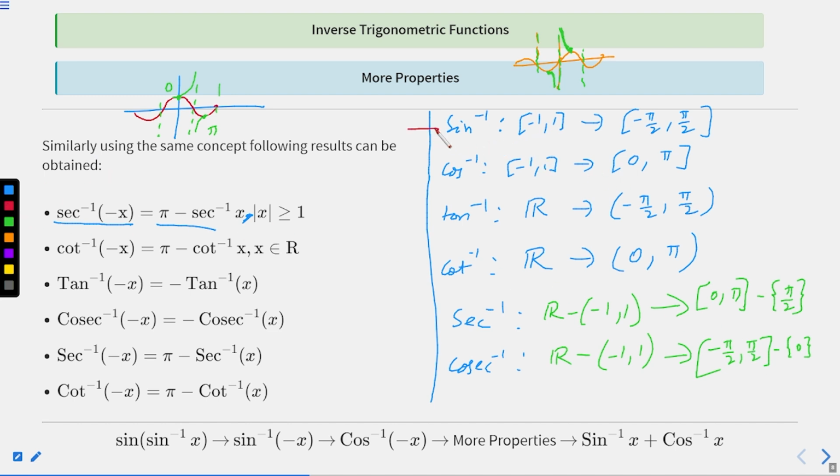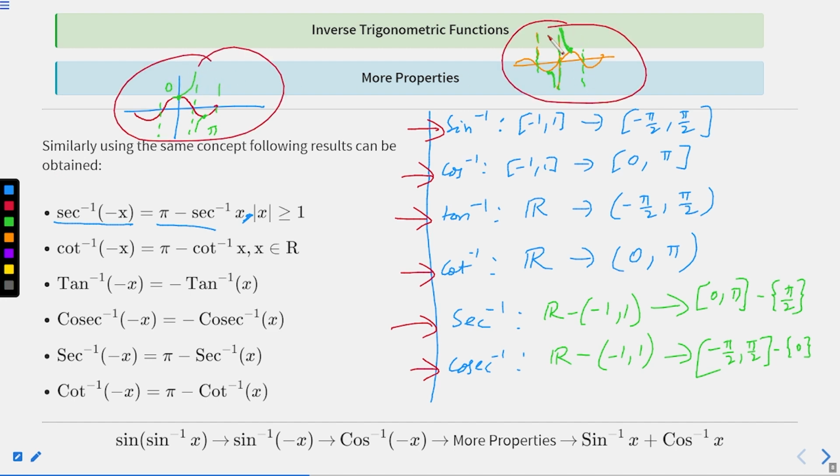So sine inverse is easy, cos inverse is easy, tan inverse is easy, cot inverse is easy. The only difficulty you sometimes face is with sec and cosec inverse, and if you know the graphs for sec and cosec, you can easily make the domain and the range. You do not need to memorize anything.